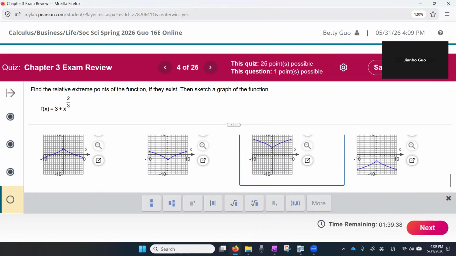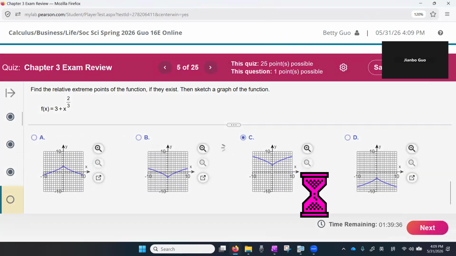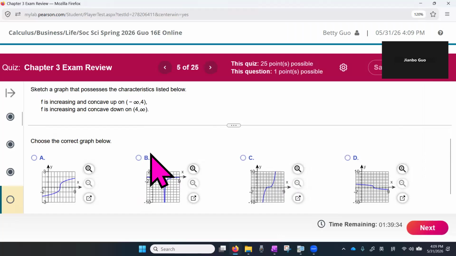All right, so that's the problem. Question number 4. Next, question number 5. Sketch a graph that possesses the characteristics listed below. F is increasing and concave up from negative infinity to 4. That means to the left of 4. Increasing and concave down to the right.